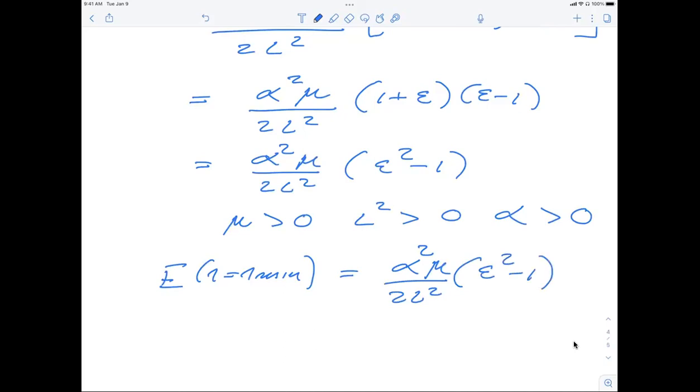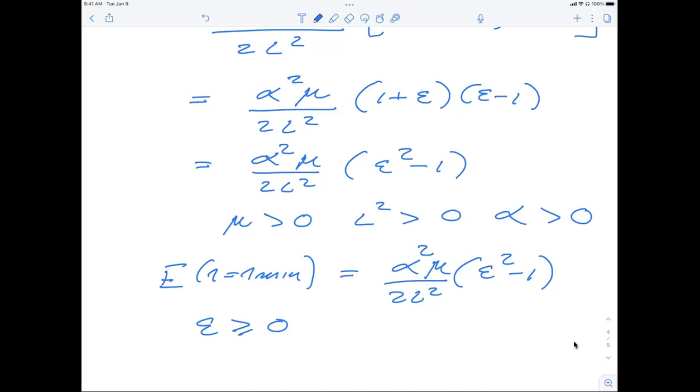which is now given by alpha squared times mu over 2L squared of epsilon squared minus 1 here. Epsilon is also determined in terms of physical parameters. And if we decide that all these parameters are larger than 0, it means that epsilon can be equal to 0 or larger than 0. So this means that our epsilon is larger or equal than 0. So that's a constraint which we have. Now, this is the expression for the energy at this R min, but we haven't said where this R min is, okay?